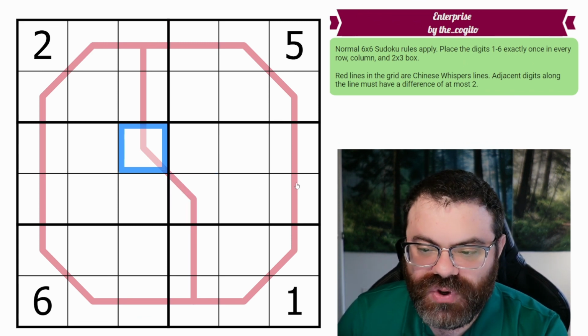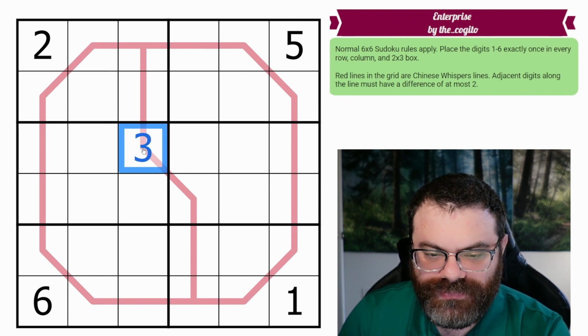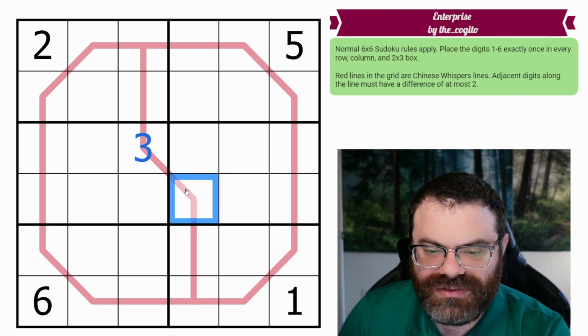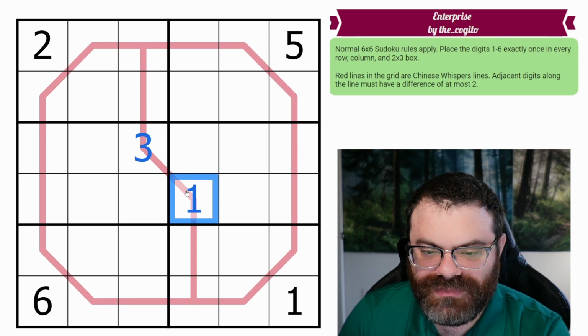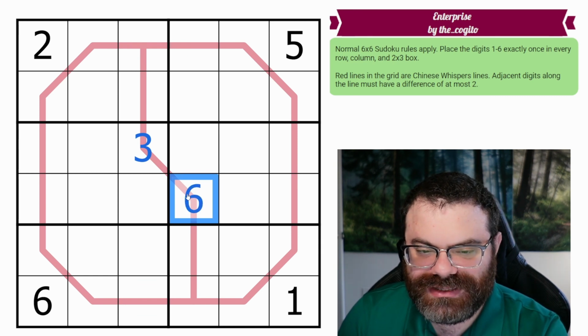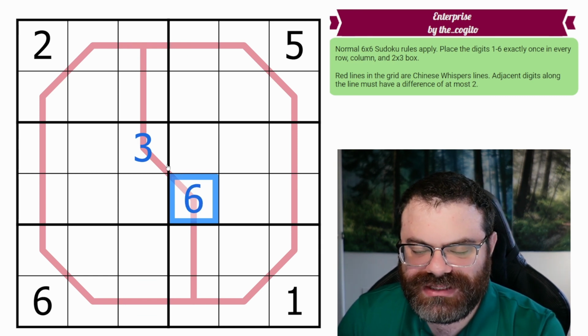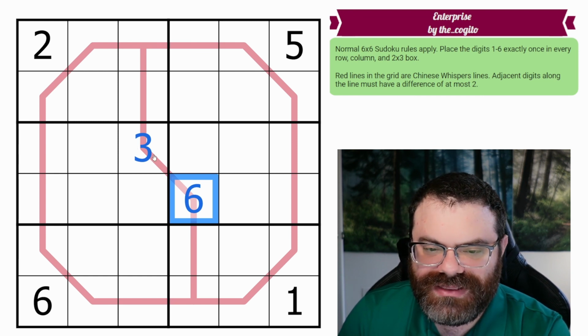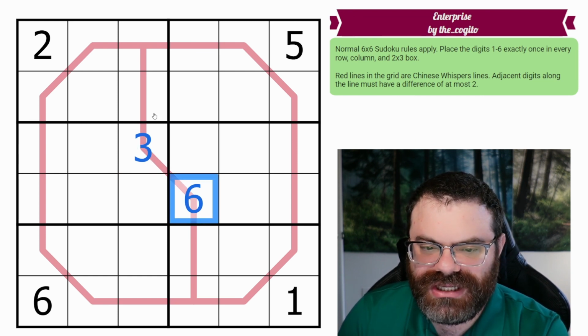So how do we do at most 2? Well, let's say this was a 3. Well, that means that this cell could be a 1 because that's 2 away. That's at most 2. It could be a 2. It could be a 3. That's 0 away, which is at most 2. It could be a 4 or a 5. But it cannot be a 6 because 6 minus 3 is 3. 3 is not at most 2. So in the case of a 3, you just can't put a 6 next to it.